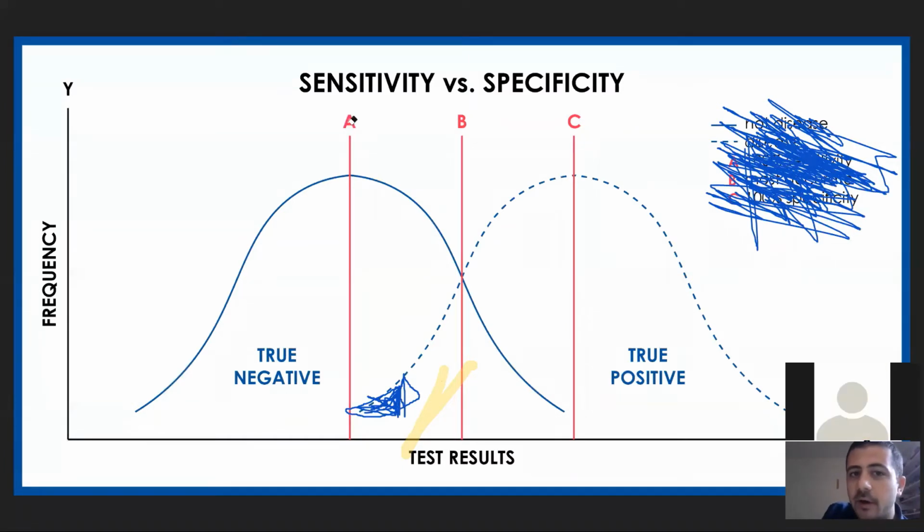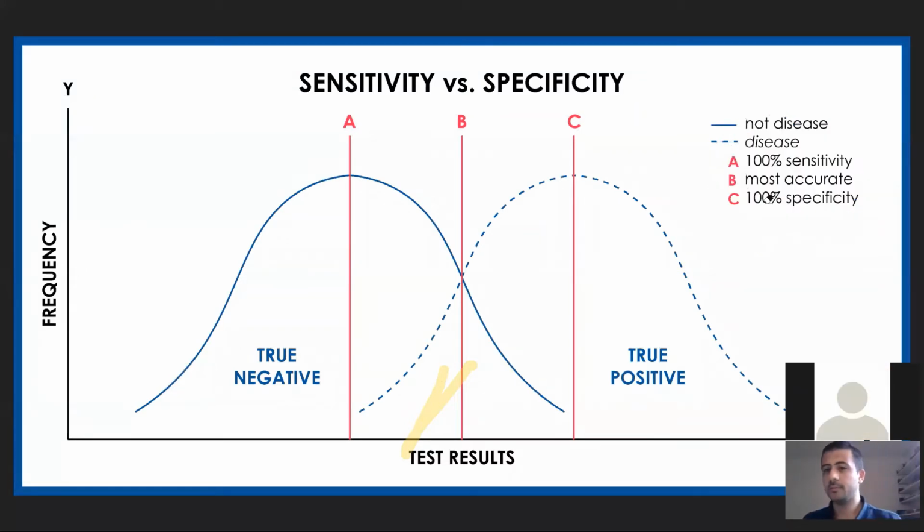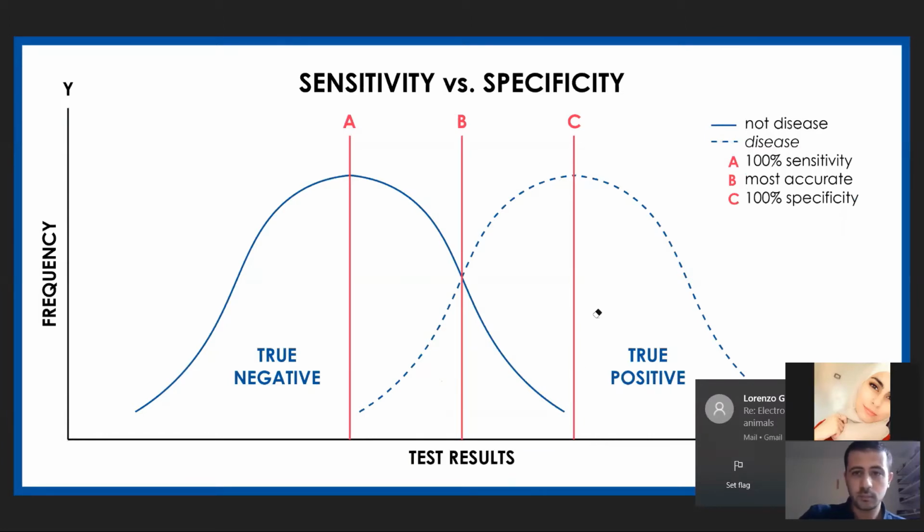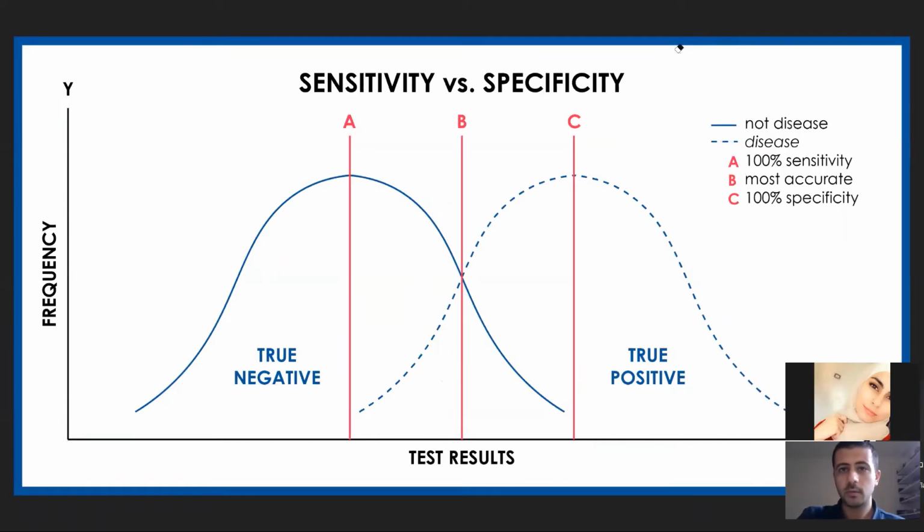In A, since it's false negative, then it's false positive, sensitivity. And for the other one, for the C, I have more true negative, so specificity.